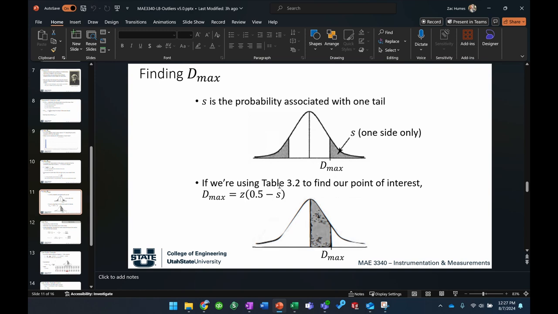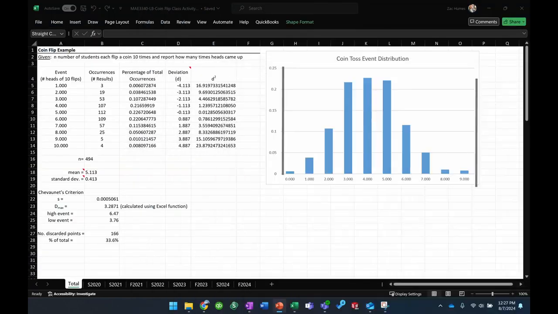And since we use table 3.2, then we have half of the probability. That's where this 0.5 comes from. So we have half of the probability minus what we are interested in, which is this area out here. So then we can say anything that falls outside of here is an outlier. And then the Z is what number of standard deviations. And we use the table to determine the probability and the Z value associated with that probability.